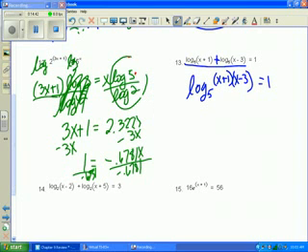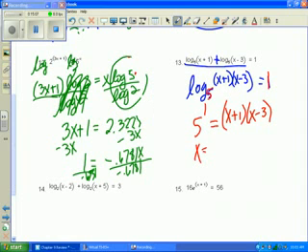Good, write it in exponential form. So this in exponential form is going to be 5 to the first power equals x plus 1 times x minus 3. So that's how you get out of a single log. All right, and then from there you can solve it. You get two answers, which are 4 and -2 once you end up solving this quadratic.